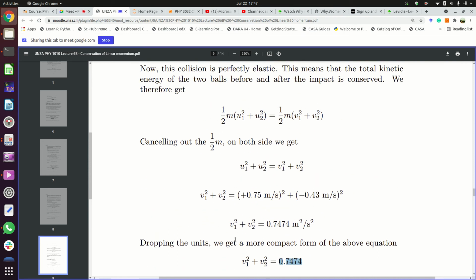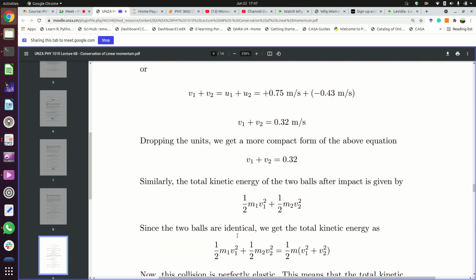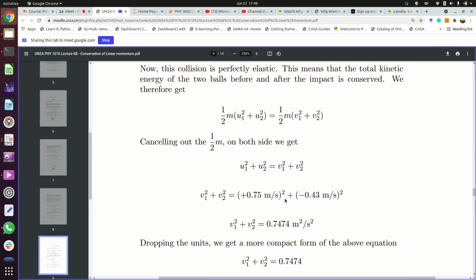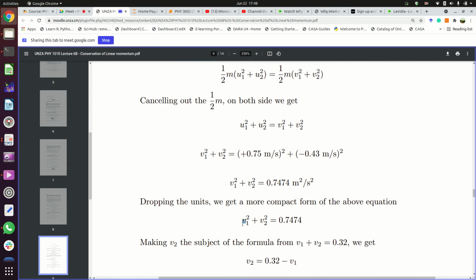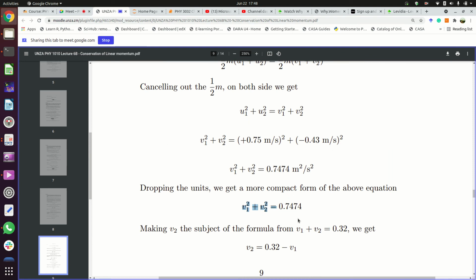So we now have two equations. There's one, v1 plus v2 is equal to 0.32. Then we have this other one here, v1 squared plus v2 squared is equal to 0.7474. These two equations we can solve using different methods. You can use simultaneous equations. But what we're basically going to do is use the first equation, v1 plus v2 equals 0.32.